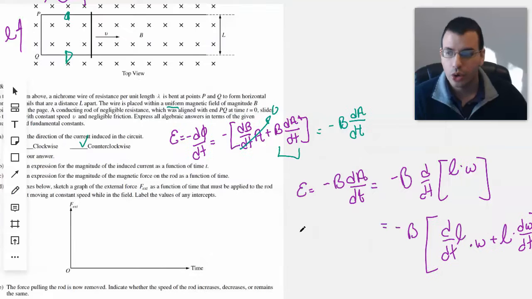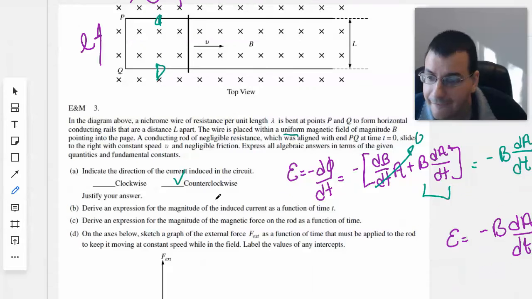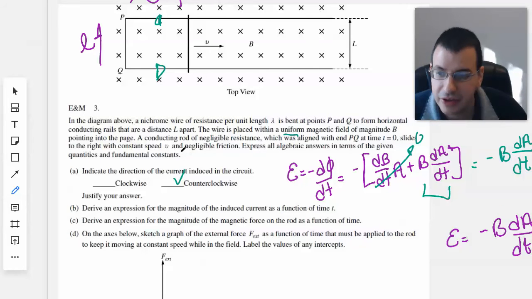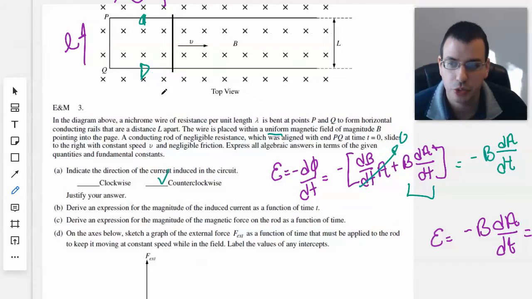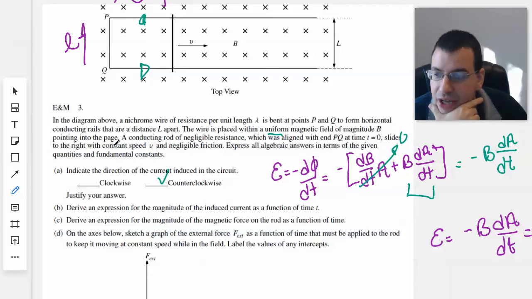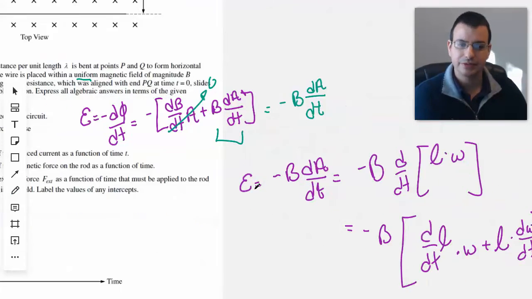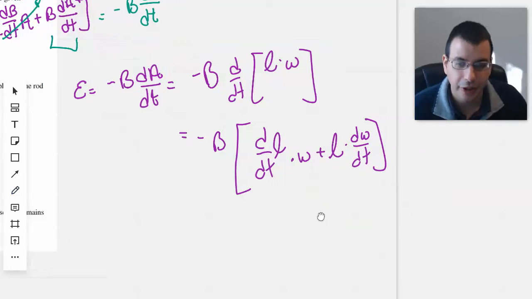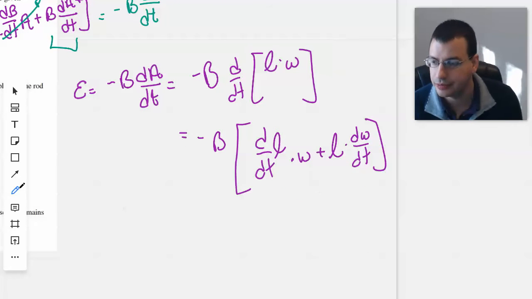I'm just trying to see where the bar is. Do we have an initial width? The T slides to the right with constant velocity. That's okay. I don't think it matters.